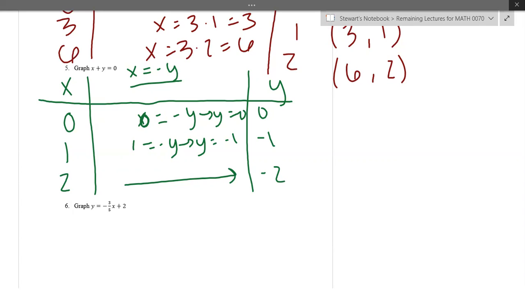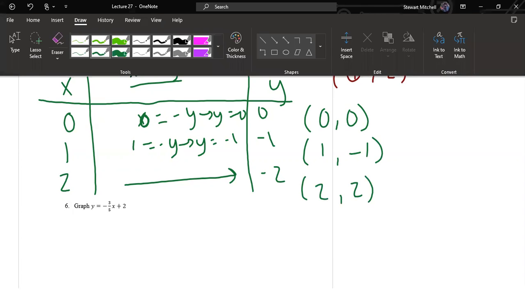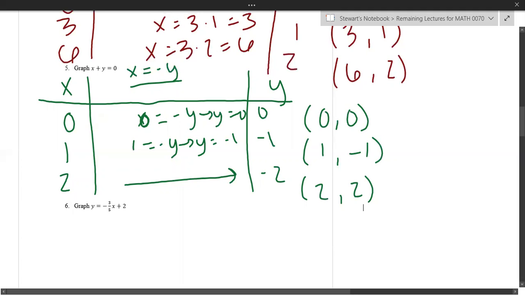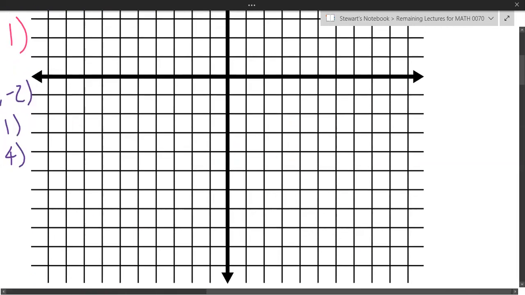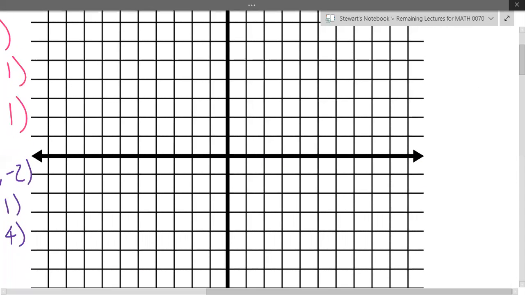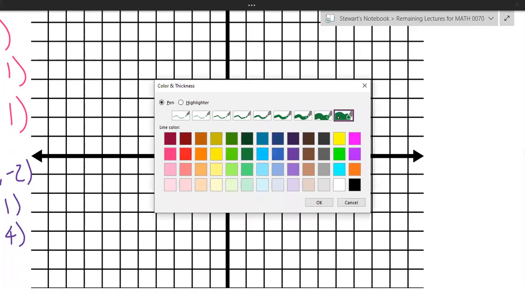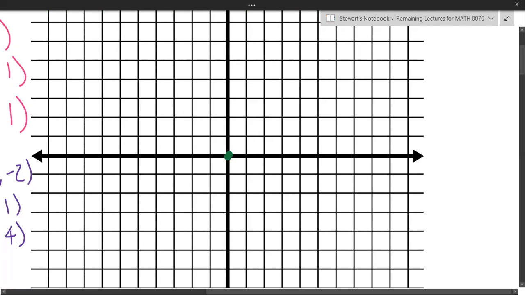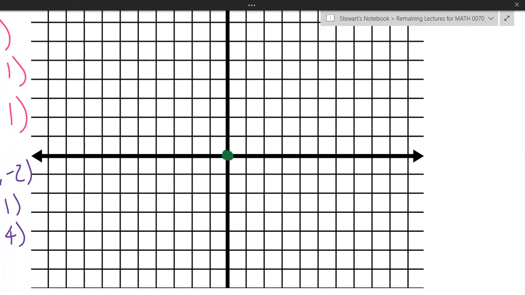So our points now are 0, 0, the origin, 1, negative 1, and 2, negative 2. So we're essentially just going to end up with a diagonal graph here, because it passes through the origin, because we're starting here with 0, 0. Then we have 1 comma negative 1, and then 2 comma negative 2.